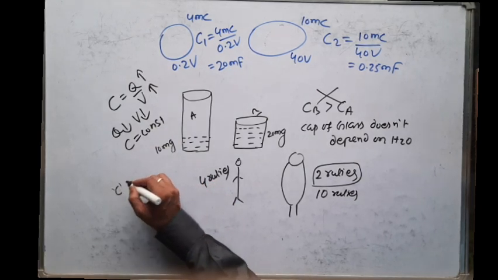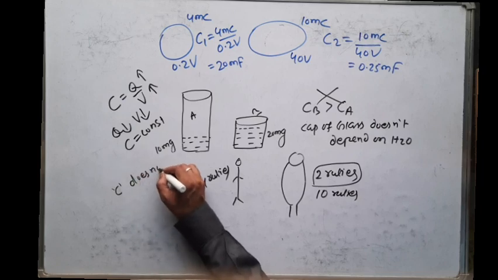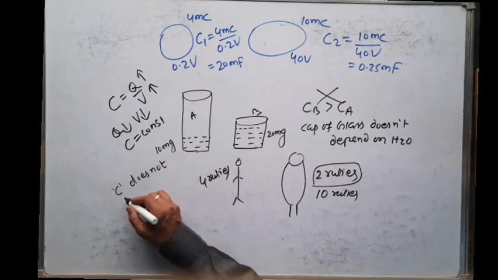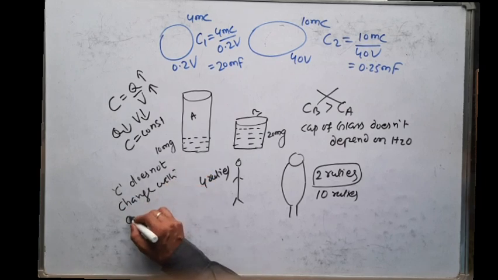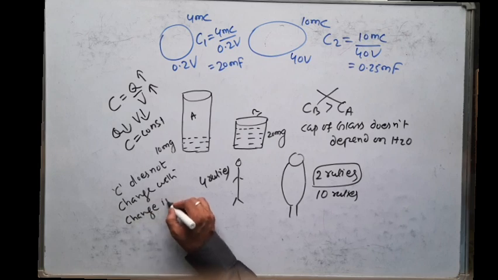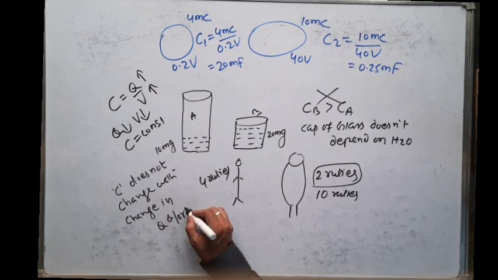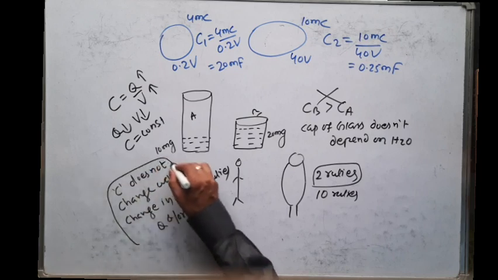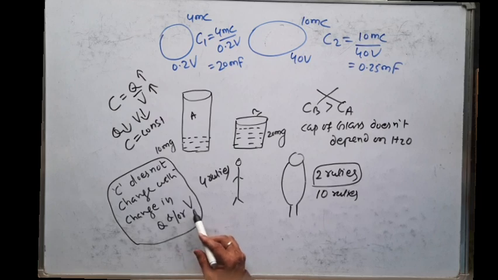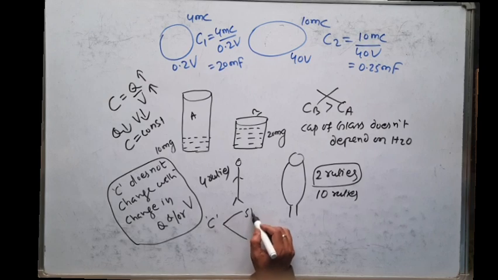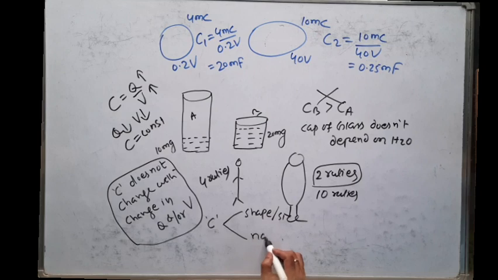Capacitance does not change with change in charge and or voltage. So capacitance does not depend upon the change in charge or change in voltage. It depends upon, as I have already told, the shape and size of the conductor and the nature of the dielectric medium.